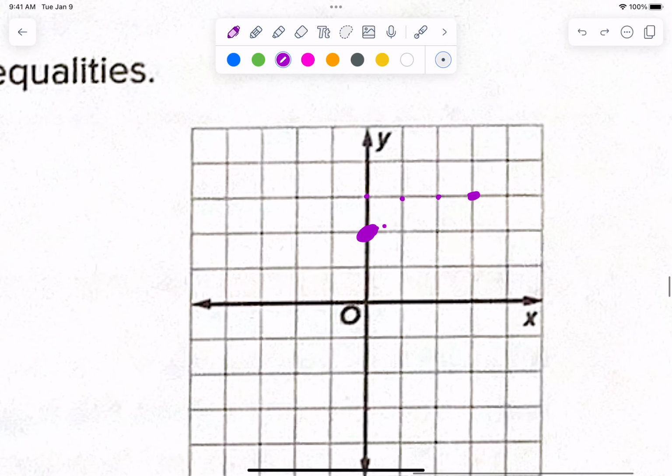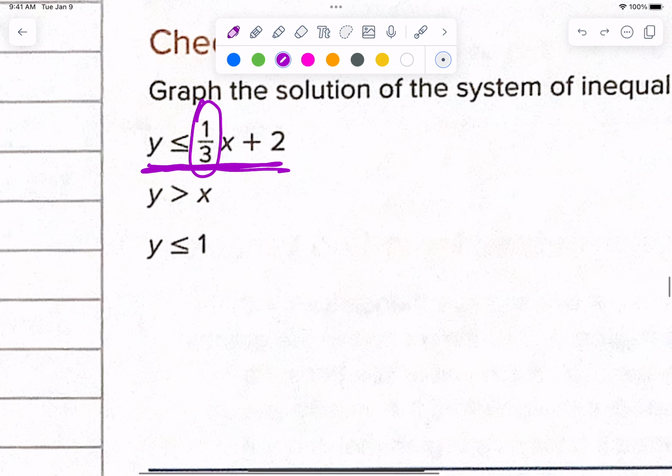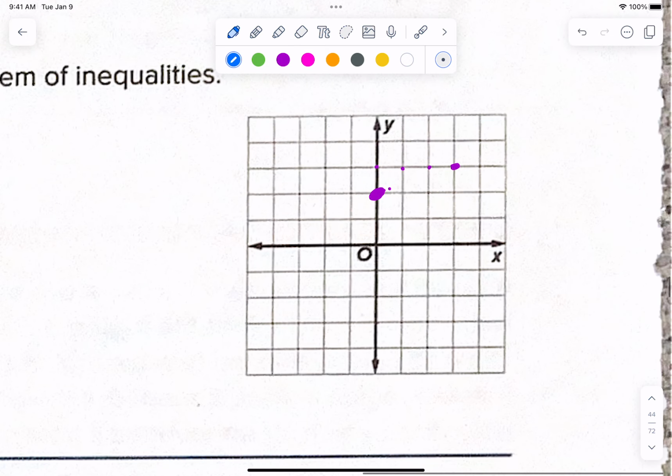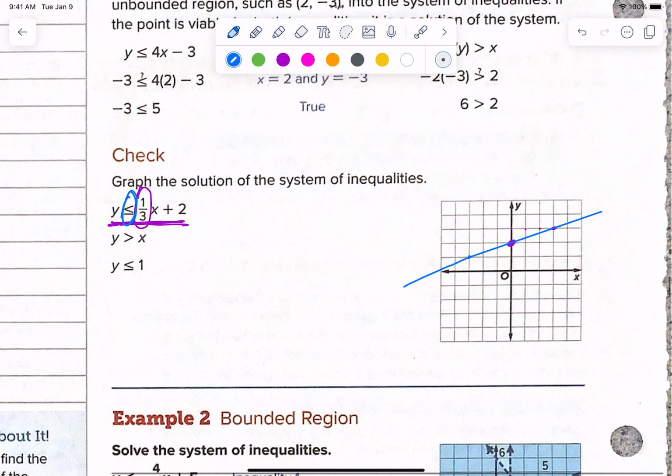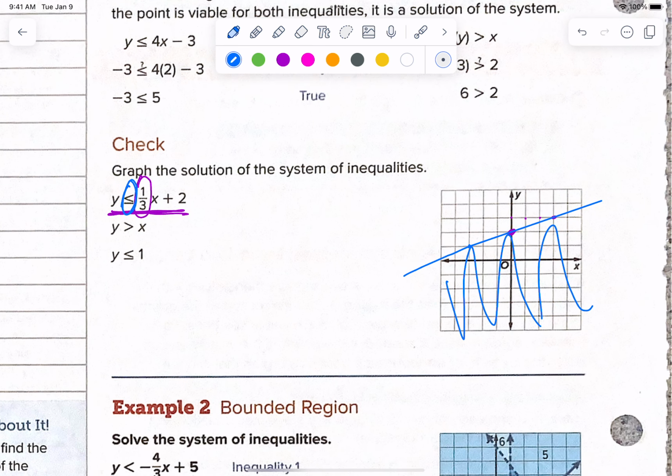So before I connect the dots though, is he a solid line or a dotted line? Solid, because he's equal to, right? Okay. And then I'm going to go down 1 over 3. So I'm going to connect, and that's my solid line. Yep. Okay, y is less than or equal to, so I'm going to shade lower than, right there like that. Okay? All right, ready for the middle one?